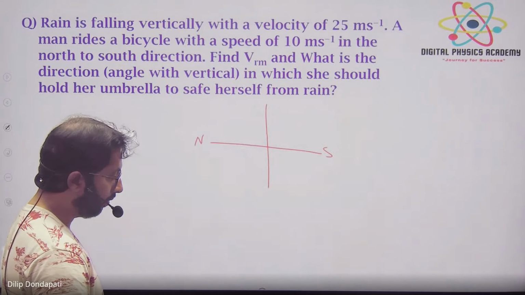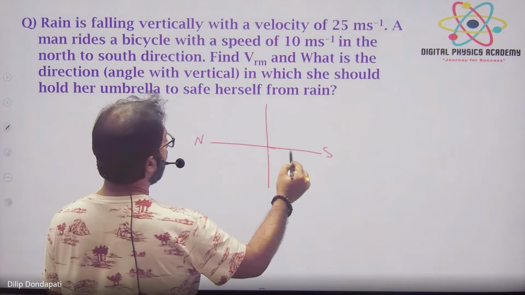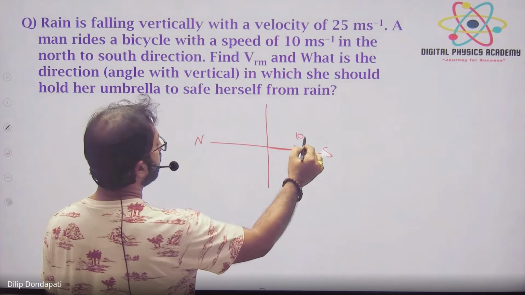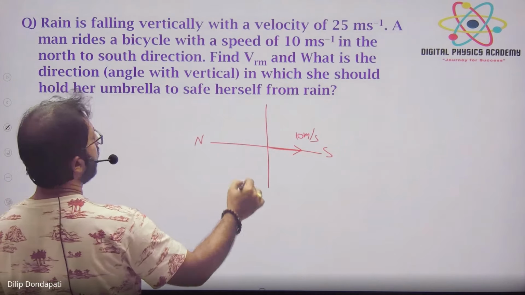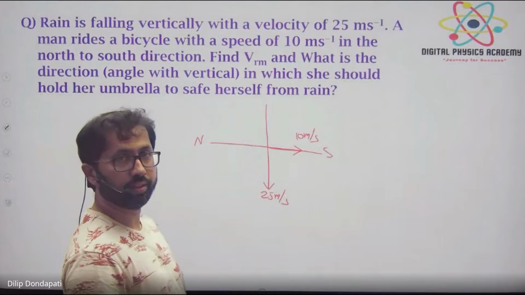Magnitude. Velocity of man is like this, 10 meters per second. And velocity vertically downwards is 25 meters per second. So it is root 725, 5 root 29. 5 root 29, yes. Then okay.